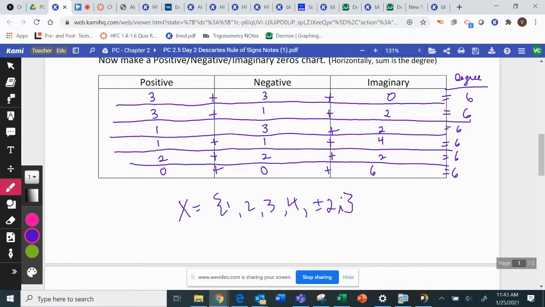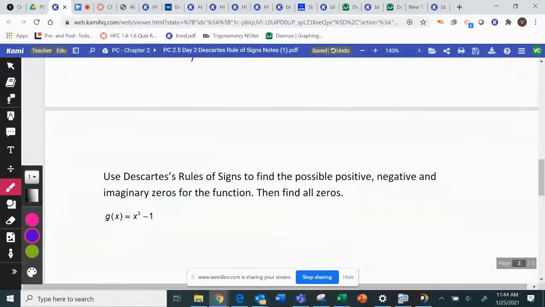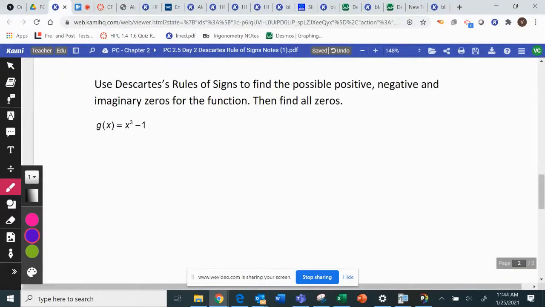Other than that, we're not going to use this table for anything higher level other than can you create it? Can you use it to maybe check your answers? That's the most that we're going to do with this table. So we've got 2 examples to do together where we're actually going to find the zeros. We're going to use Descartes' rule of signs to find the possible positive, negative, imaginary zeros for the function, and then we're going to find all of our zeros.